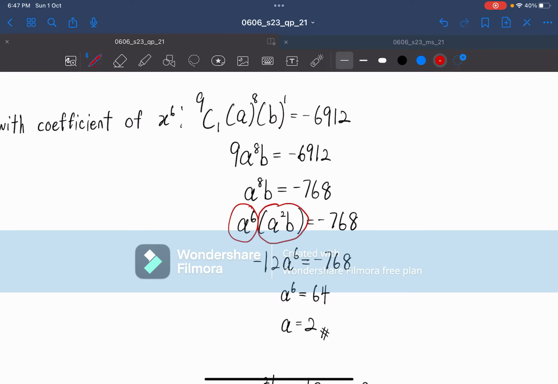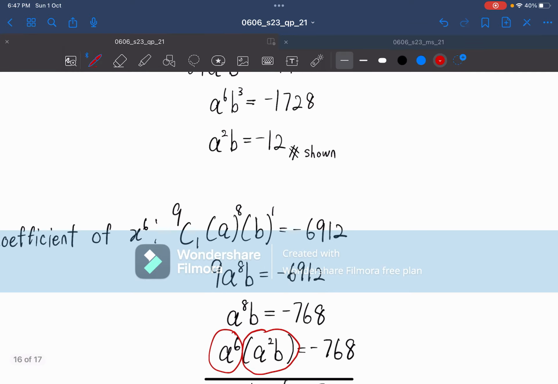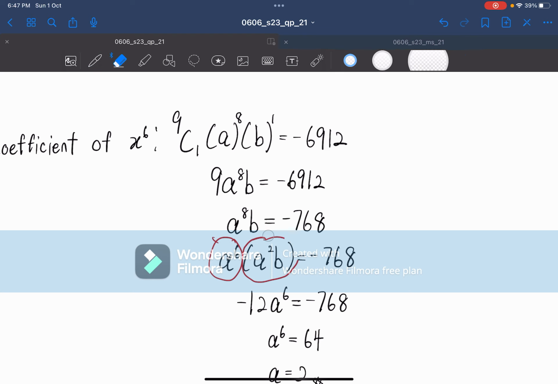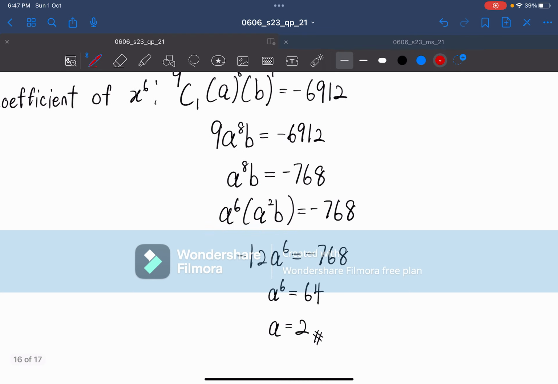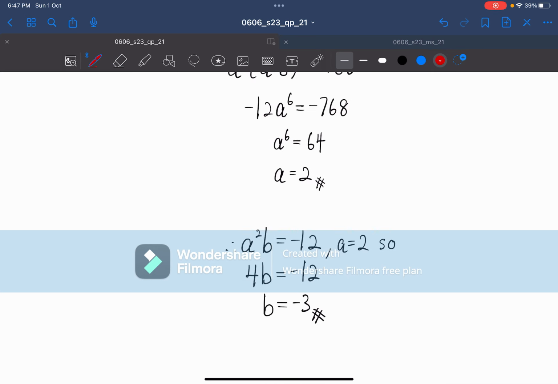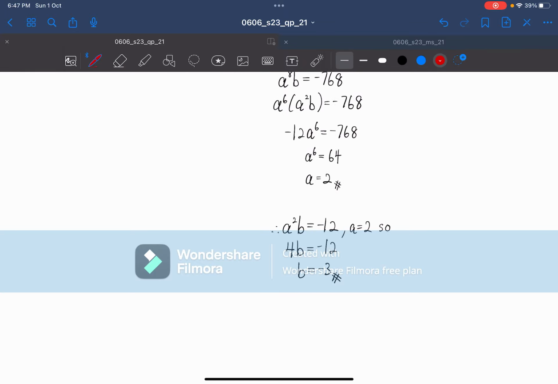and a squared multiplied by b. And a squared multiplied by b, we know it's negative 12. So substitute that in and rearrange it, and you can get a equals 2. Then find b. So this substituted in, you get 4, divide, b equals negative 3. And that's how you get the answer.